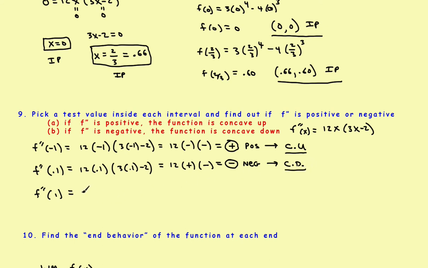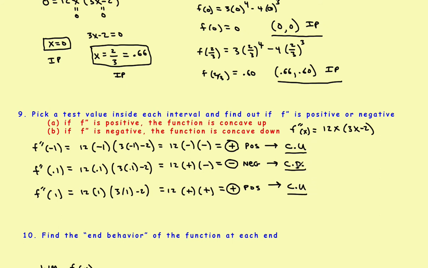Now the third interval. So 12 times 1, and you've got 3 times 1 minus 2, which gives you 12 times, and again, 1 is positive, and 3 minus 2 would be 1, which is also positive. Everything in there is positive. When you multiply them together, you would get a positive. So that's going to be positive, which tells you that in this interval, it is concave up.